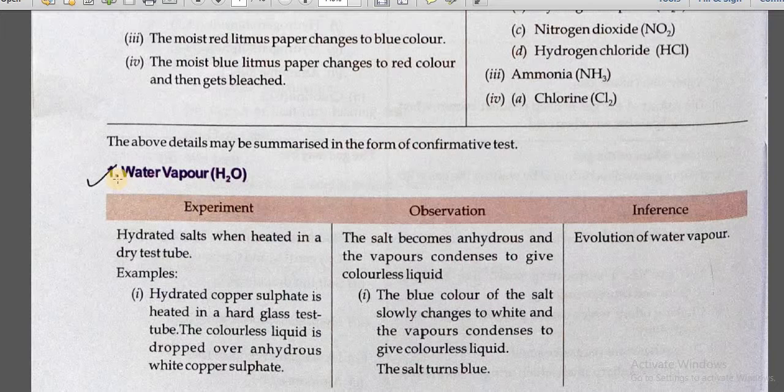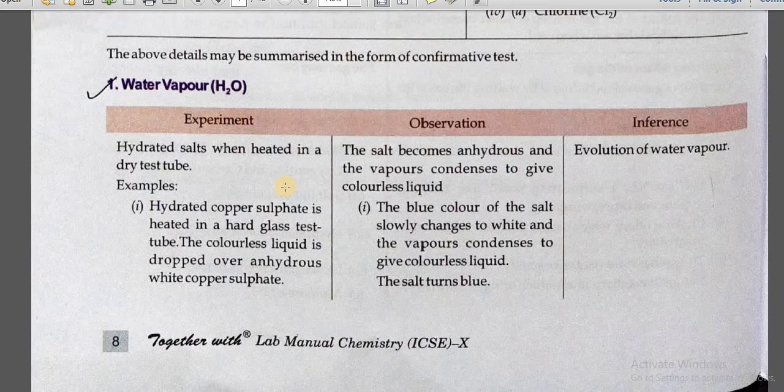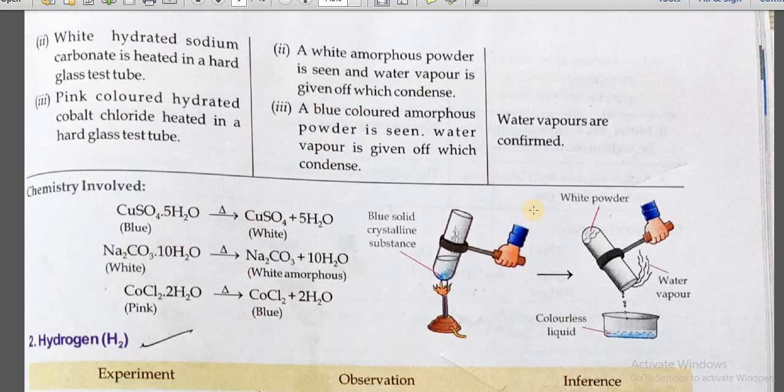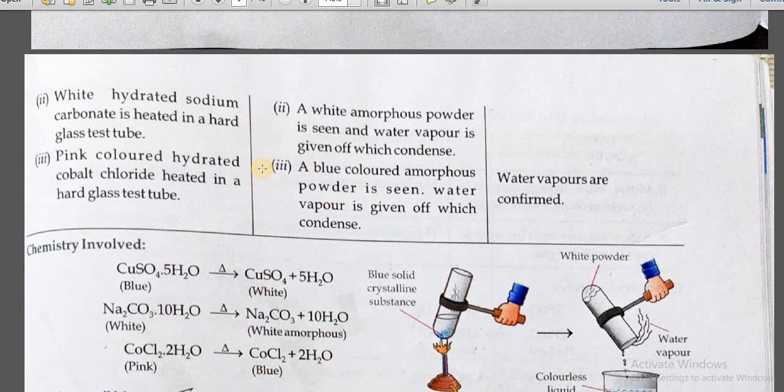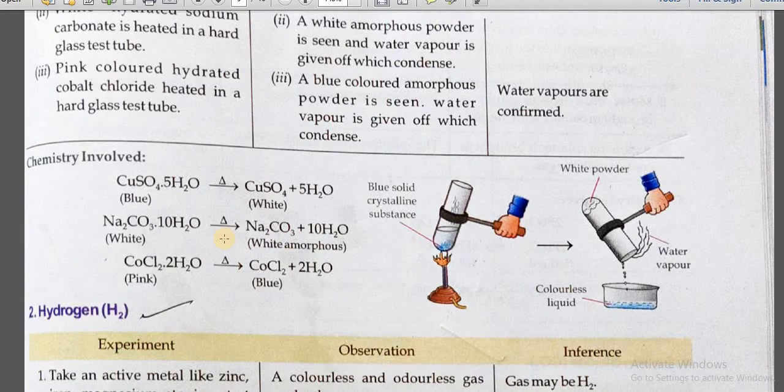Then the first gas that you need to identify, water vapor. Okay, you make 3 columns: experiment, observations, and inference, and you'll write down as it is. Okay, that was for water vapor. And after the experiment, observation, and inference, you need to give the chemical reactions involved, as well as the diagram, a neat diagram. If you feel like coloring it, it will be good, it will be well presented for you.